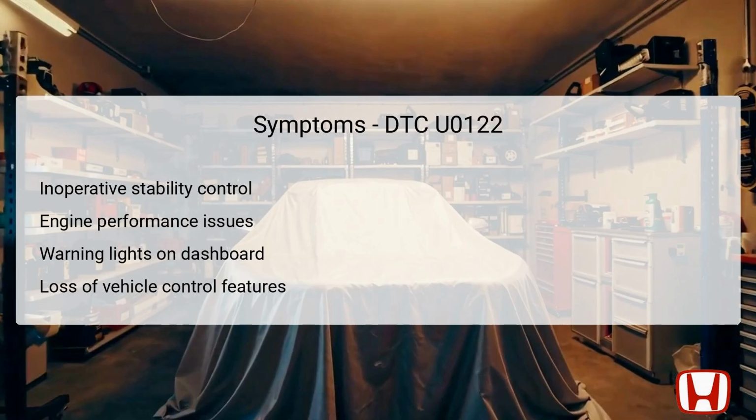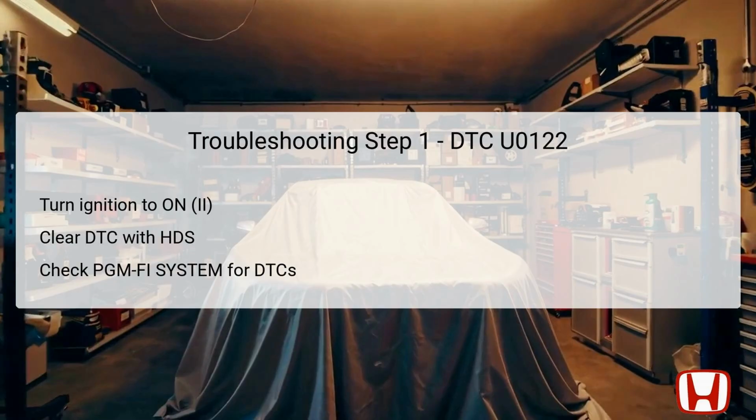The loss of functionality in various vehicle control features, such as traction and braking assists, can also occur, presenting a potential hazard during driving. Recognizing these symptoms is crucial, as they serve as indicators that need immediate professional evaluation and repair. The first step in troubleshooting DTC U0122 involves turning the ignition switch to the on position, ensuring the vehicle is in a state ready for diagnostic testing.